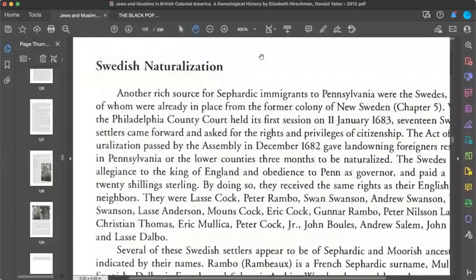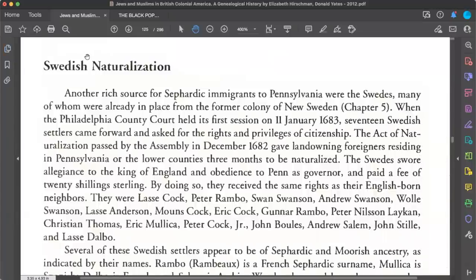Castile. All right, so continuing in the book, Jews and Muslims in British Colonial America, all right? It says here, Swedish naturalization. Another rich source for the Sephardic immigrants to Pennsylvania were the Swedes, okay?